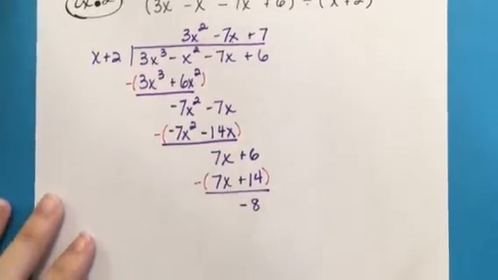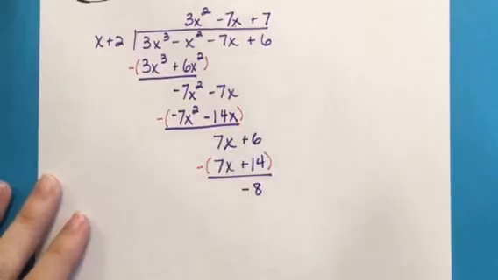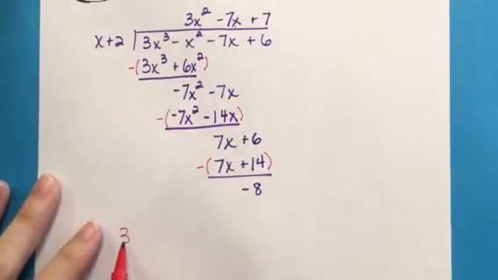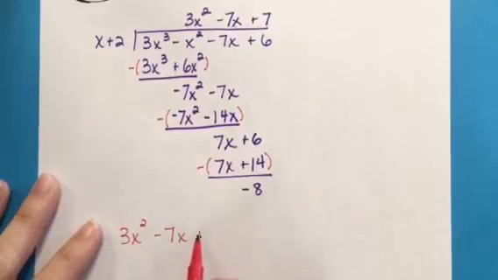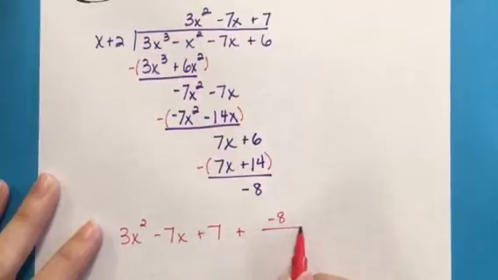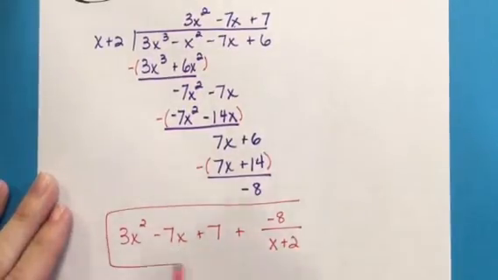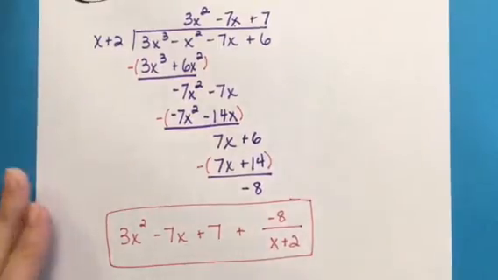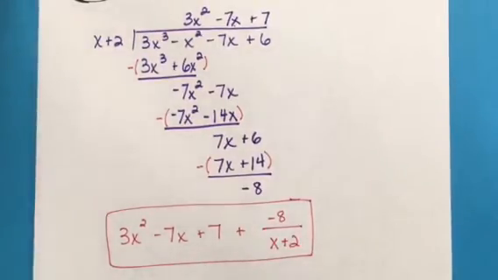Okay, so writing out your answer, you have what's across the top. Okay, put a plus sign, and then your remainder over your divisor. So this would be your answer. Okay, we're going to look at one more, and there is something different about this next one as far as having to set up the problem.